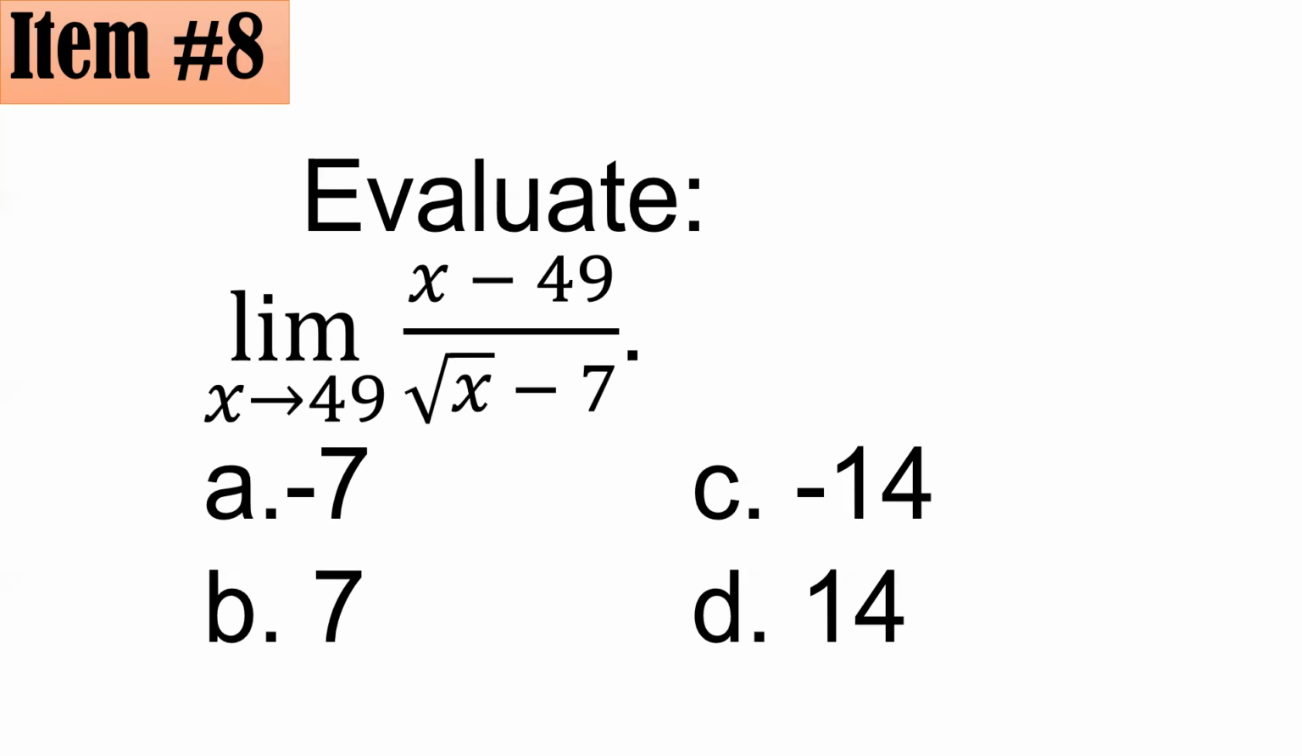And if you could notice, in this question, if you replace the numerator by 49, 49 minus 49 becomes 0. If you replace the denominator, square root of 49 is 7. 7 minus 7 will be 0. So yung labas niya again is 0 over 0, which is an indeterminate form sa ating calculus. So ano po kaya yung mararapat natin gawin?